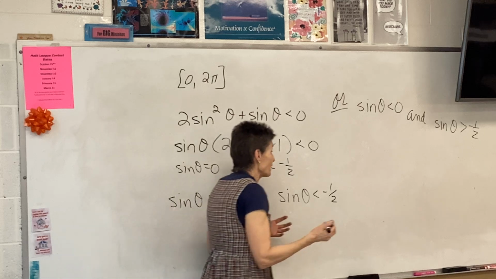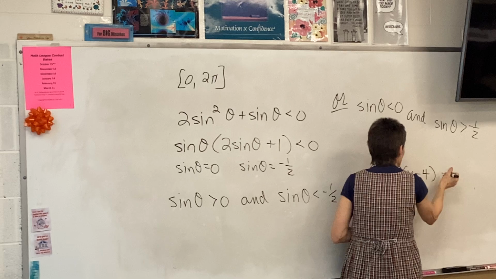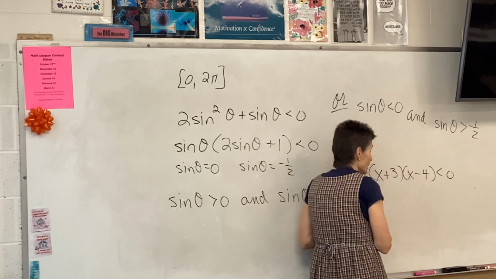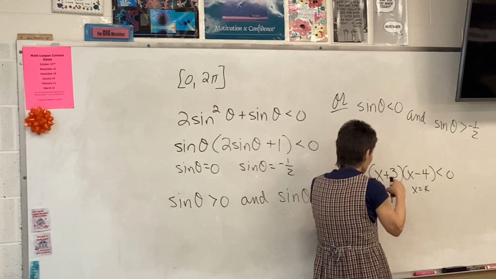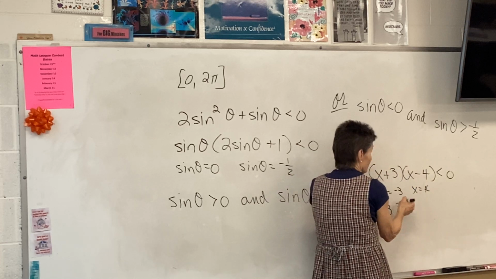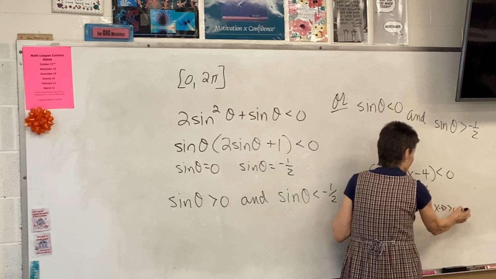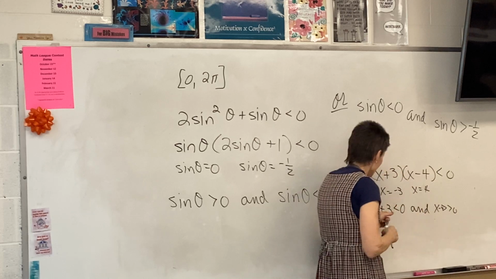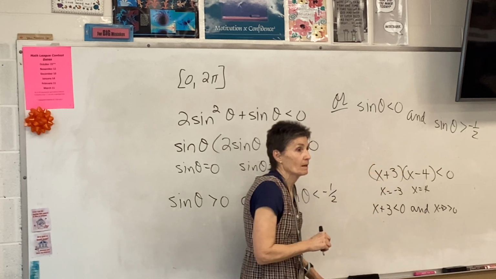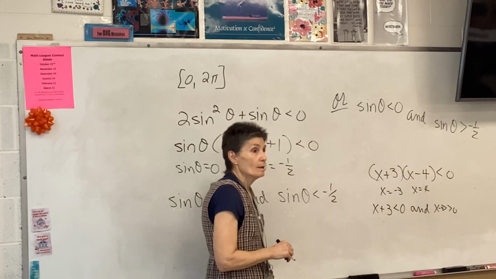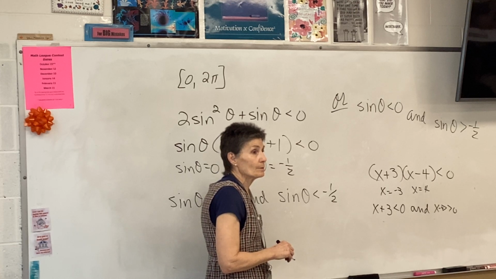Okay. So it's like when you have x plus 3 times x minus 4 less than 0. Your key numbers here are negative 3 and 4, right? You either have to have this one less than 0 and this one greater than 0, or the other way around. That's what I'm doing here. I just have sine theta instead of x. Okay. How can that one work? Because couldn't they both be negative on that one? Like the second one could just be negative 1/4, and then it would just be negative.